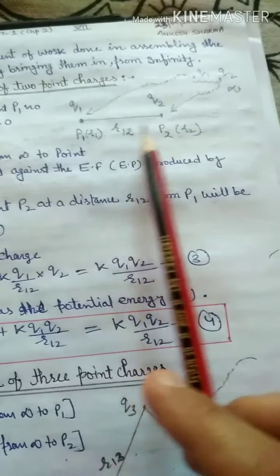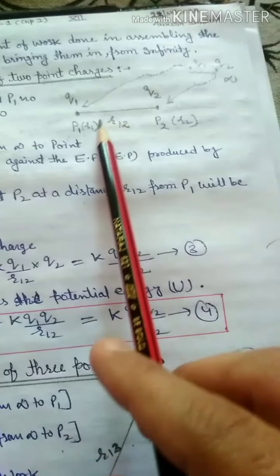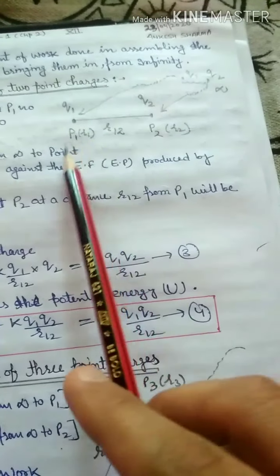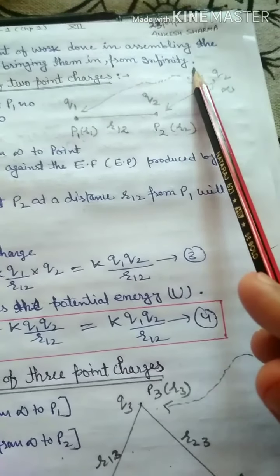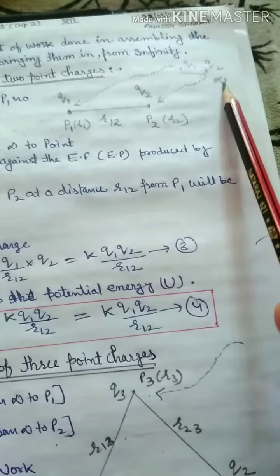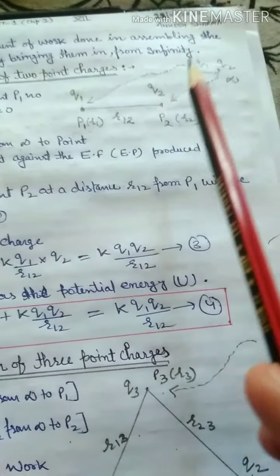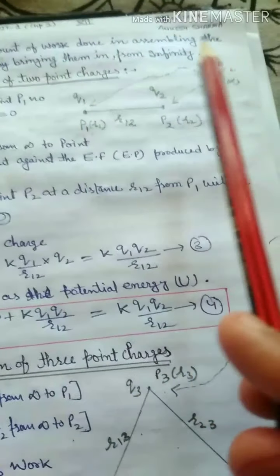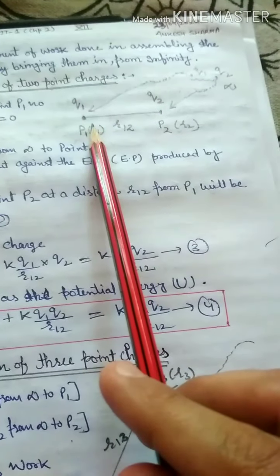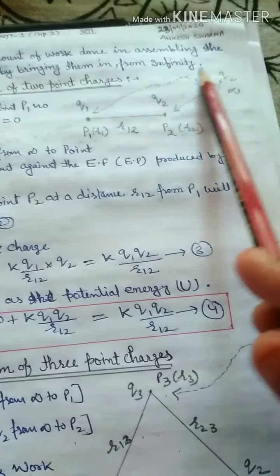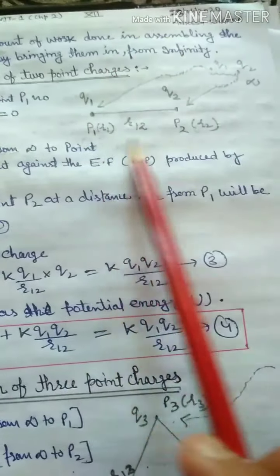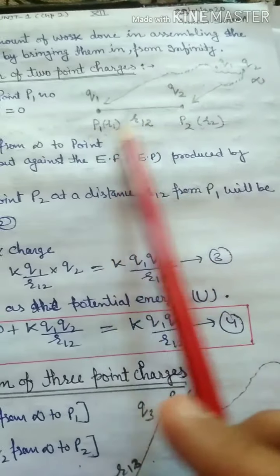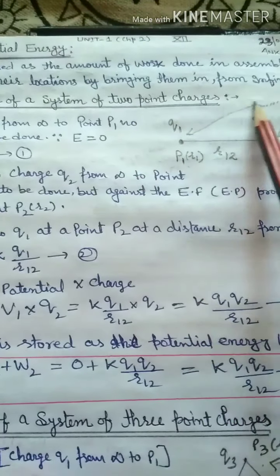Let us suppose the distance between p1 and p2 is r12. Now to bring or assemble the charge q1 from infinity to point p1 and q2 from infinity to point p2, work has to be done. Let us suppose the work done to bring the charge q1 from infinity to point p1 is w1, and to bring the charge q2 from infinity to point p2 is w2. Therefore w1 plus w2 is the total work done to bring both charges from infinity to p1 and p2. So the total work done is equal to the electric potential energy of 2-point charges.